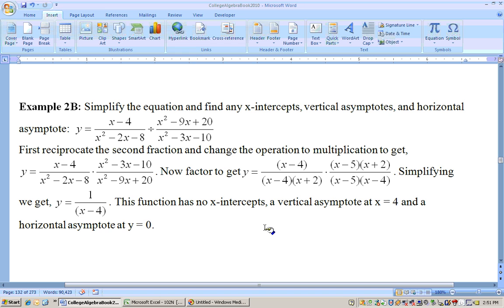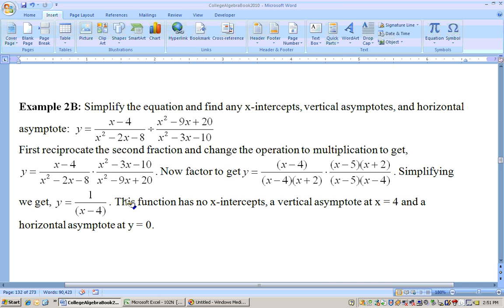Okay, let's go to this one. It says simplify the equation and find any x-intercepts, vertical asymptotes, and horizontal asymptotes. Again, it's a messy thing that we need to factor. Now, if you're dividing in here, then what you'll need to do is reciprocate this second fraction, change the sign to multiplication, and factor.